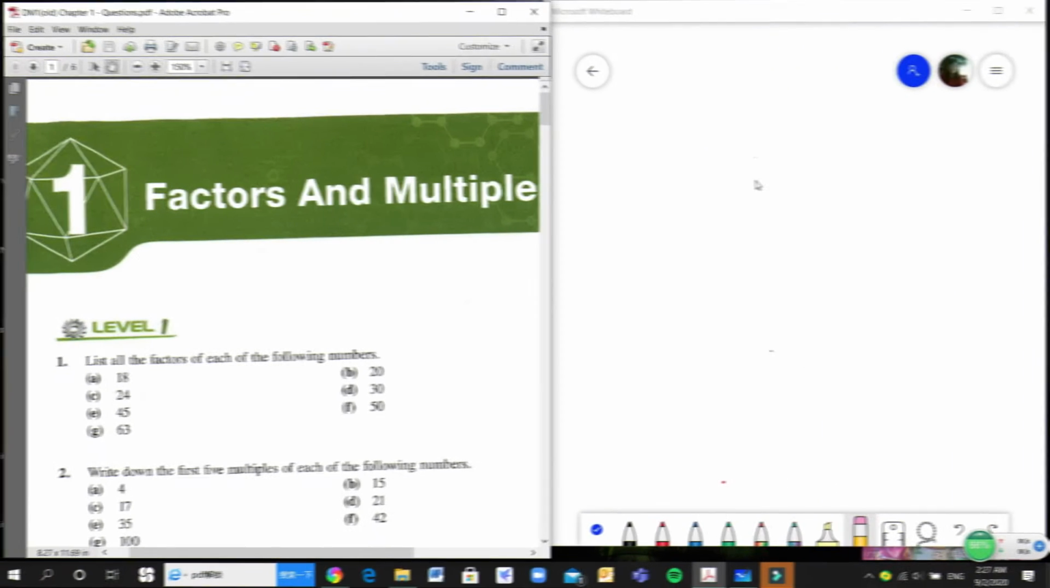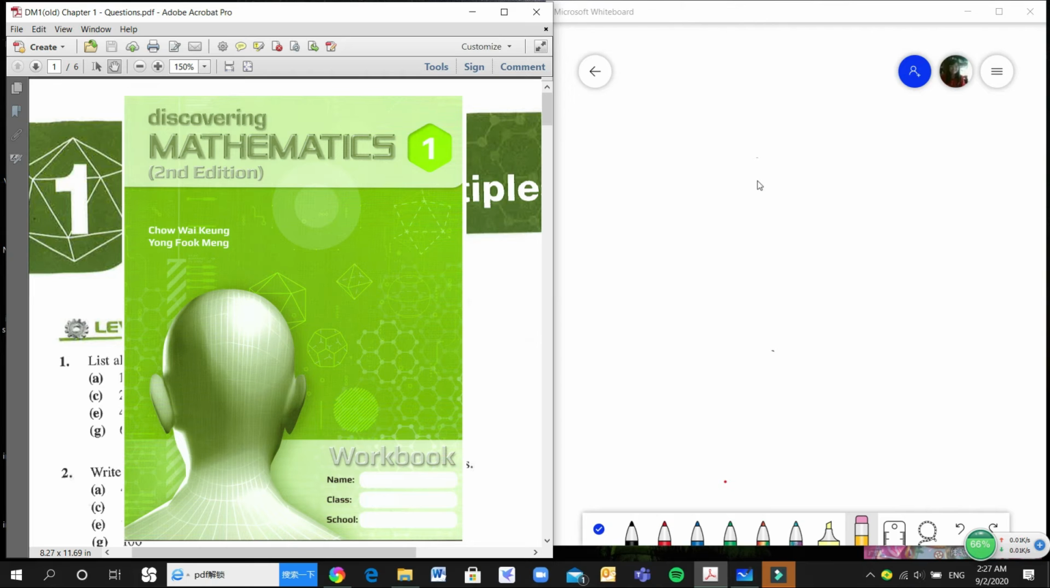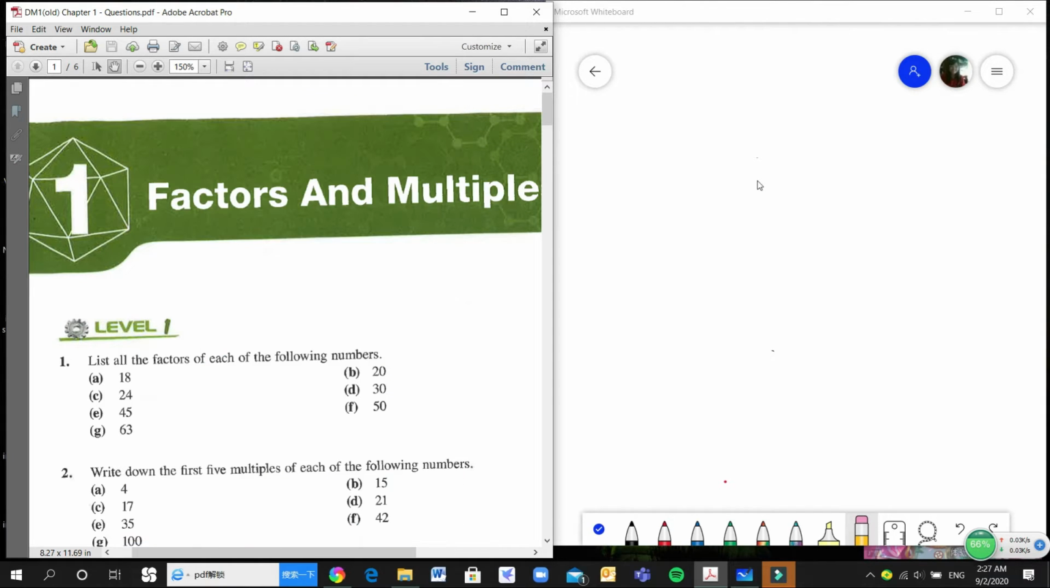Let's start. Okay, this is the book that I'm using for the channel. And please look at question number 1. In the first question, they are asking you about the factors of the following number. So in each of these basic level questions, I will show maybe 1 or 2 examples so that you can understand the concept.